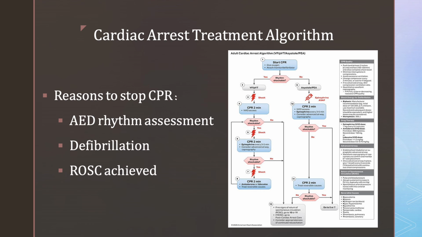If the second rhythm check continues to show VFib, an additional shock will be advised. If ROSC does not occur after a second defibrillation, IV epinephrine should be given every 3 to 5 minutes during CPR. And if ROSC does not occur after a third defibrillation attempt, amiodarone should be given.